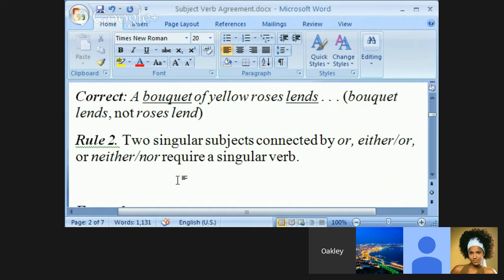Either dog or cat are animals. Okay. All right. Either a dog or a cat.